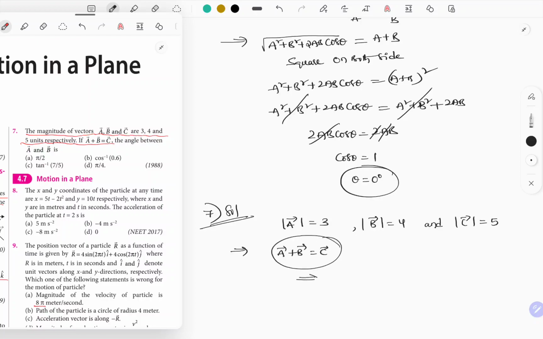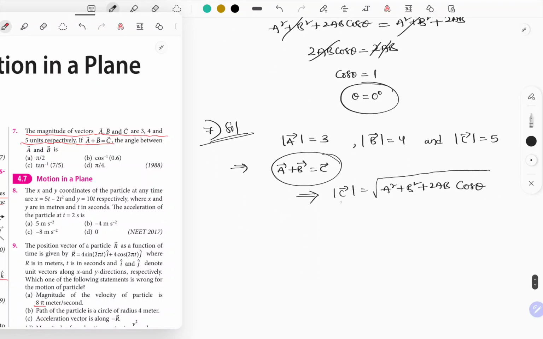From this we can find out magnitude of c bar, so it's a magnitude of addition of two vectors, right? So it is going to be root of a square plus b square plus 2ab cos theta. They gave magnitude of c bar. What's the magnitude of c bar? It is going to be 5. 5 is equal to, substitute all those values. A square is 3 square plus 4 square plus 2 into 3 into 4 cos theta.